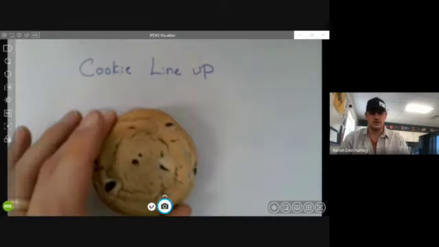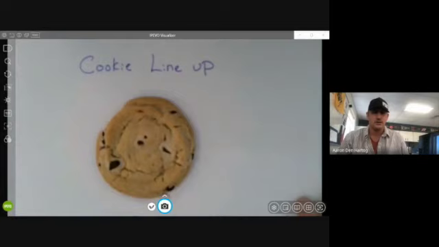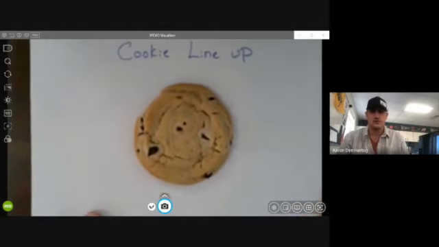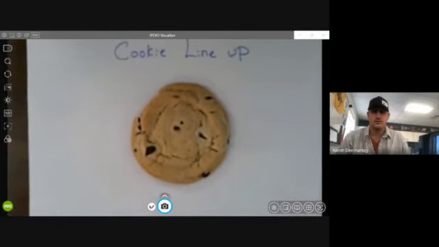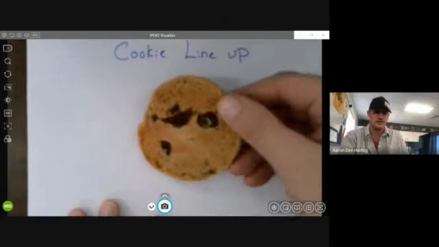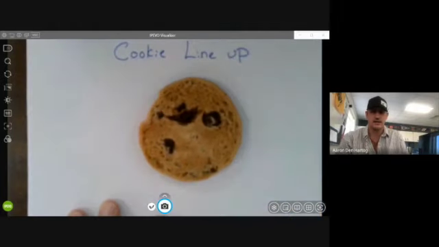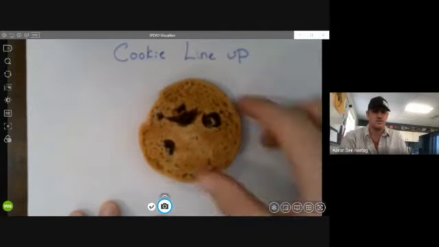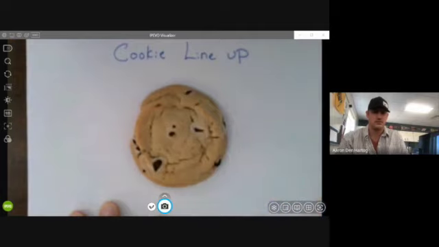So here is cookie number 1. Look carefully at cookie number 1. Then kind of look at it, and here's the back side. There's cookie number 1.